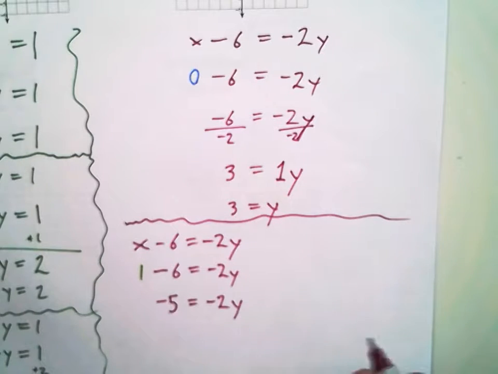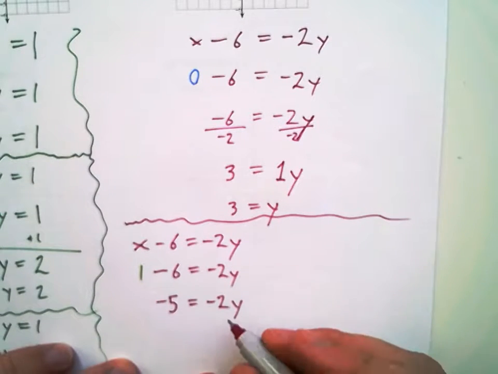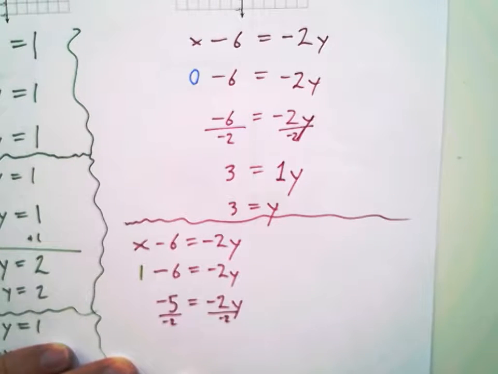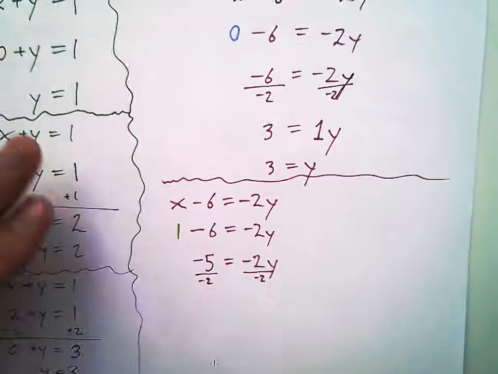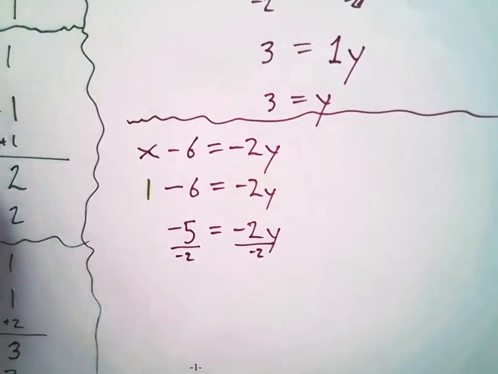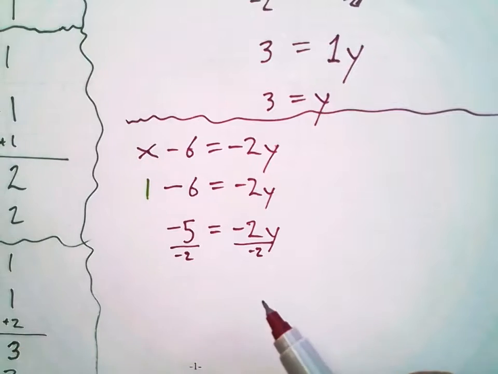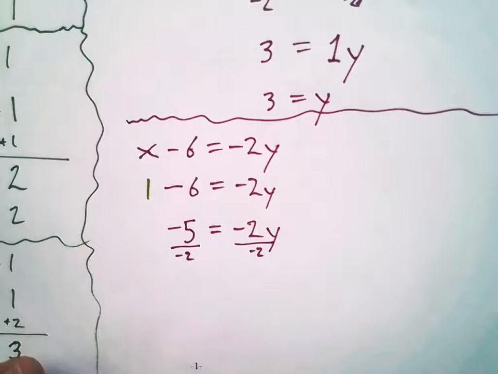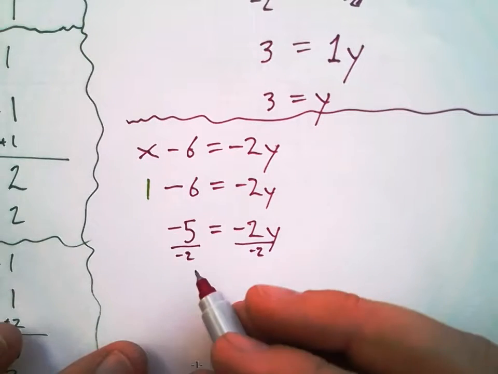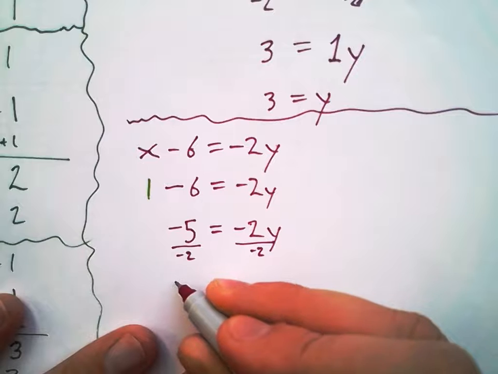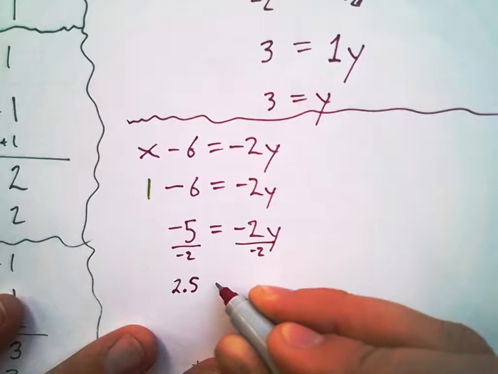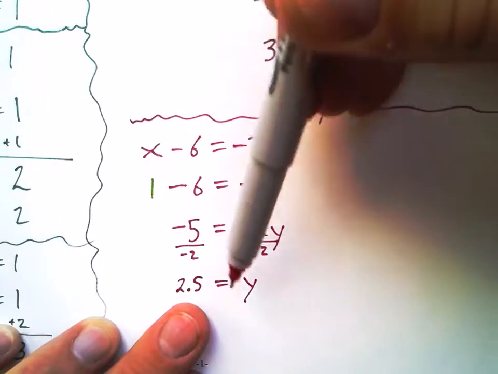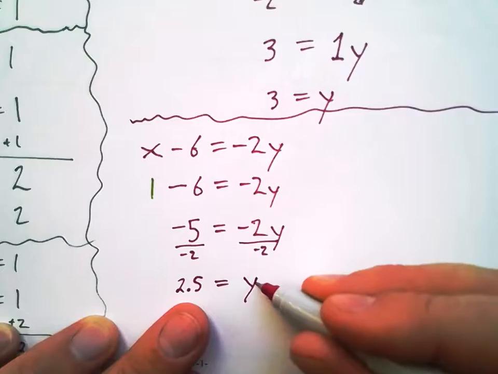Okay, now what are we going to have to do to get y? Same thing as we did on the last one, divide both sides by negative 2. And this one, you might notice, is not going to be an even integer. 5 divided by 2 would be 2.5. You could call it 5 halves if you want, or 2.5. So if x is 1, y is 2.5.